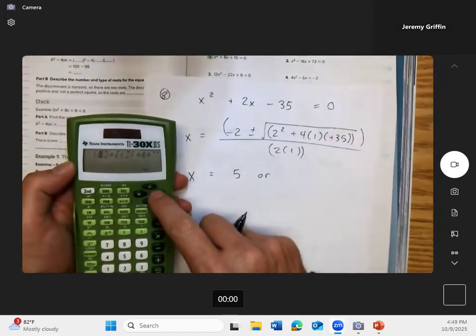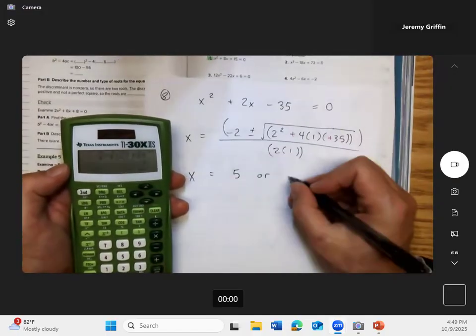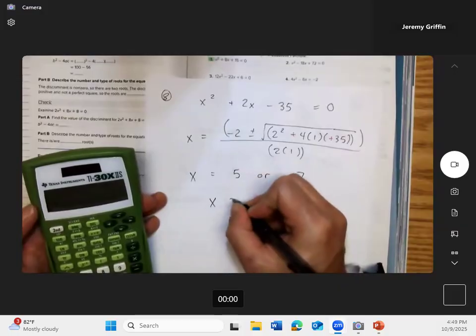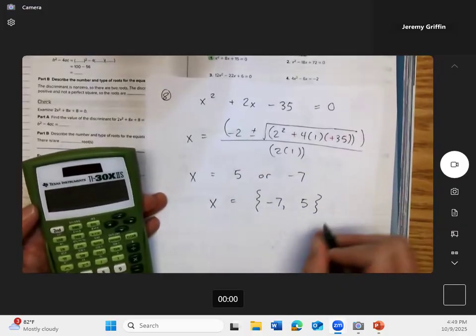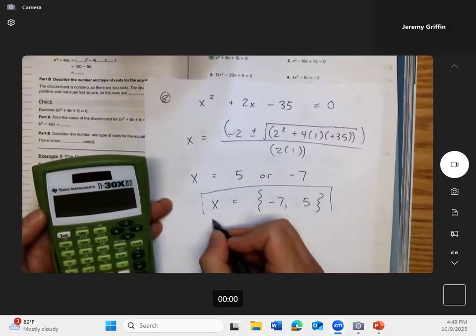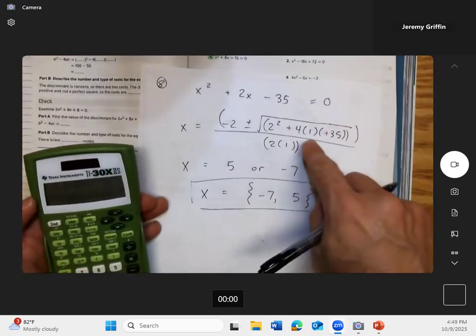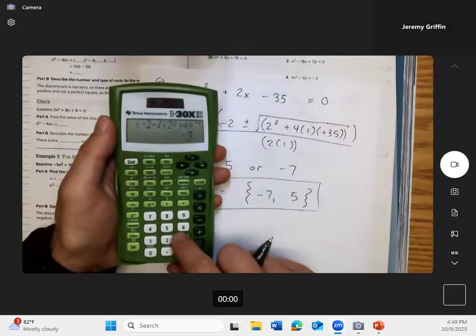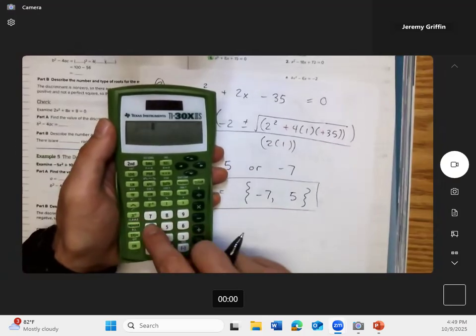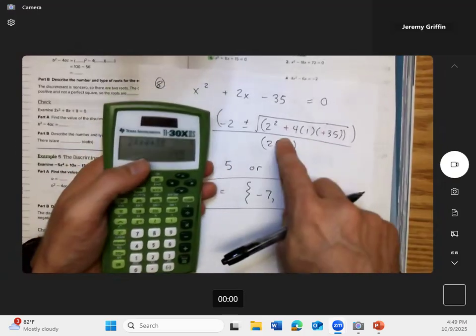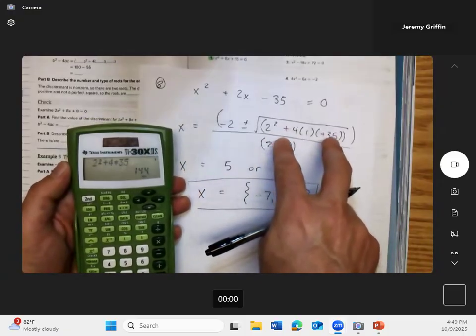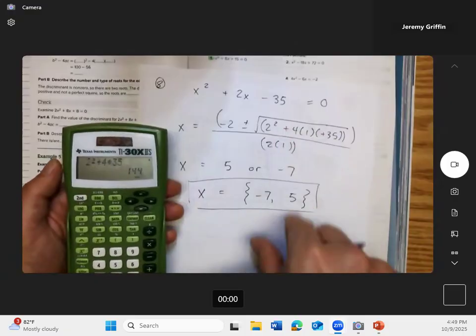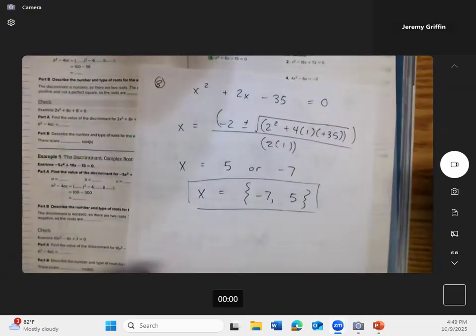Oh, so we get an exact integer. Then throw in a minus here. Negative 7. Okay, so I can write it this way: negative 7 or 5. There you go. Someone did come out to, hold on. All right, what was this discriminant here? What is 2 squared plus 4 times 35? Oh, it's 144. Okay, 144 is a perfect square, and the square root of that would be 12. Hence, we have integer answers.